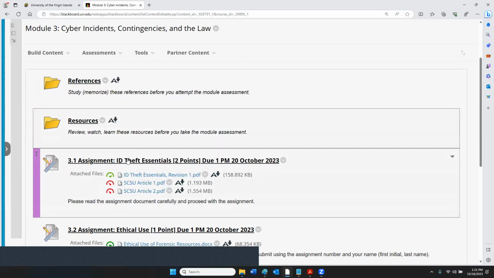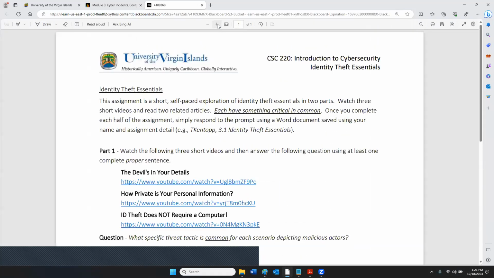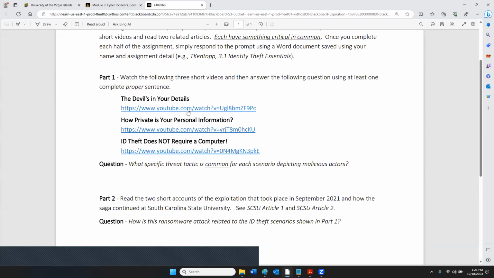So this is where we start getting into the hands-on part, and we leave most of the theory and concepts behind, and we start getting our hands dirty. And here's a practical assignment that had to do with the exploit of a campus system. So South Carolina State University is a minority serving institution. It's an HBCU, as is the University of the Virgin Islands. And what you need to do is take a quick look at the assignment instructions, right? So there's a brief explanation, and then you're asked to watch specific YouTube videos.